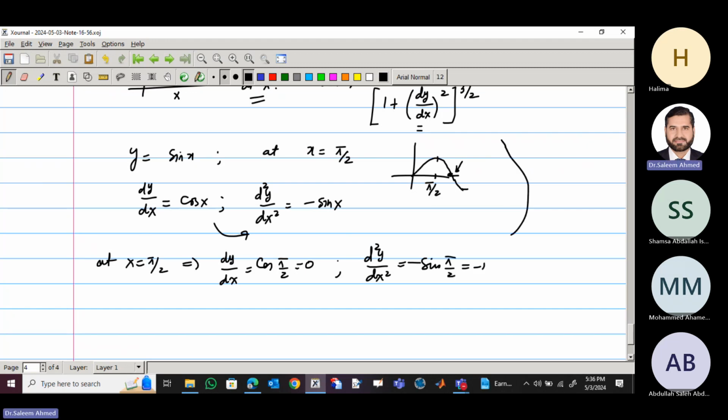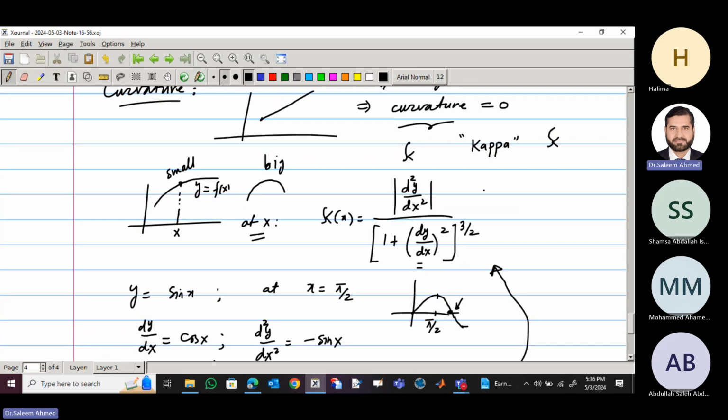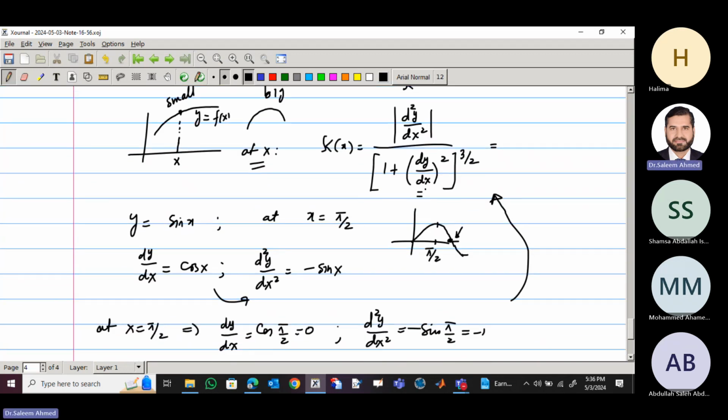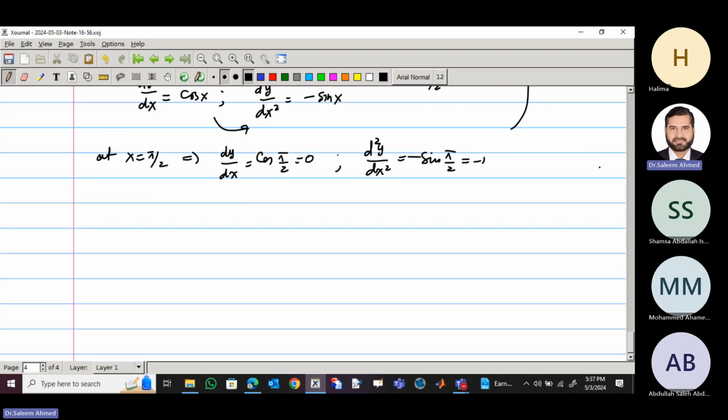Now if I put these values in the formula, your curvature will become the absolute value of minus 1, over 1 plus 0 squared, power 3 by 2. Absolute value of minus 1 is 1, and 1 plus 0 is 1, and 1 to the power 3 by 2 is also 1. So your answer is 1. So that is the curvature. This is the maximum curvature.